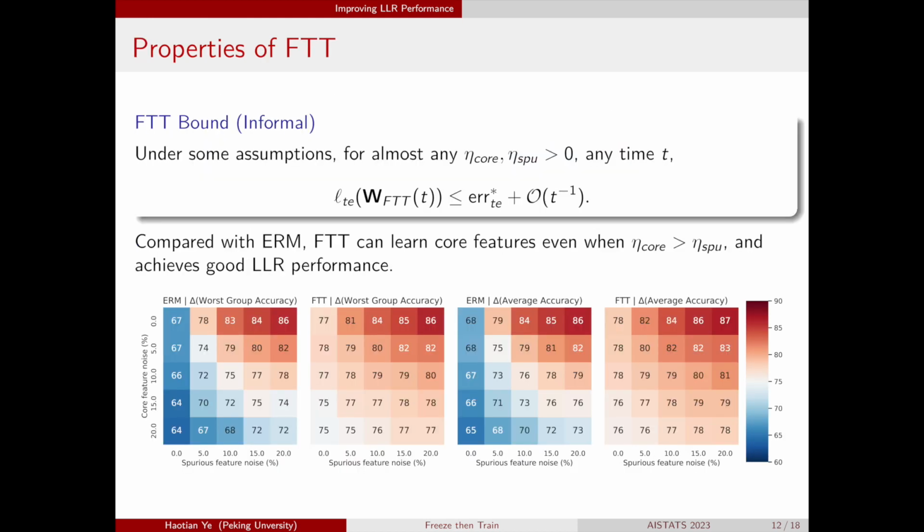By combining supervised learning and unsupervised learning, we can show that FTT enjoys the following properties. First, in our theoretical framework, for almost any eta core and eta Spurious, no matter which one is larger or which one is smaller, the test error of FTT converges to the optimal error gradually. So this clearly improves the regret bound. And you can see from our previous slides that ERM cannot have this property. In addition, as you can see in the figure below, compared with ERM in this actual experiment, FTT can indeed learn core features when the core noise is much larger, which corresponds to the left down part of the figure. As a result, it can achieve a better LR performance, with a 10% accuracy increase.